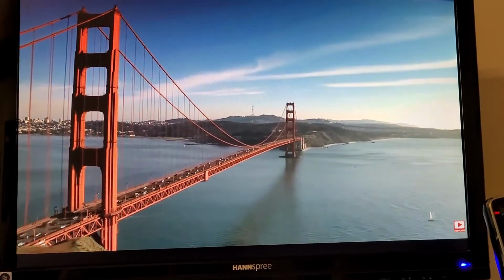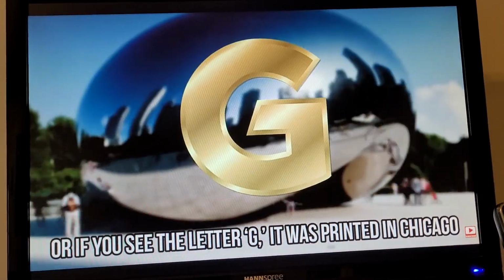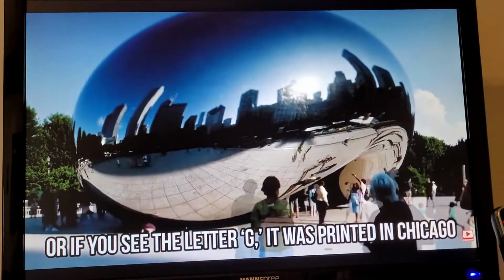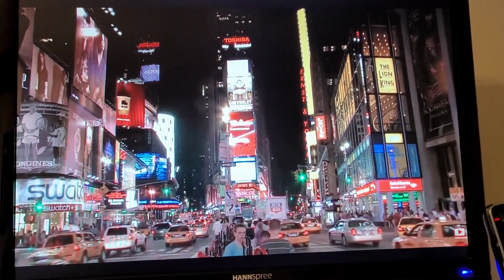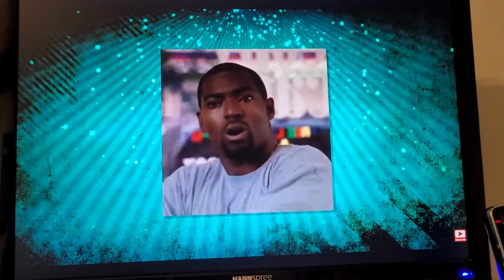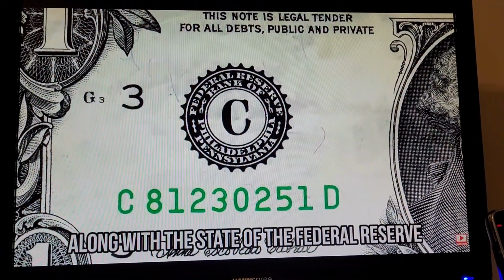So for example, if you see the letter A, it means that your dollar bill was printed in Boston. Or if you see the letter G, it was printed in Chicago. The letter B stands for New York, and so on and so on. If you look closely at the letter, you'll notice the city's name in the actual circle, along with the state of the Federal Reserve.